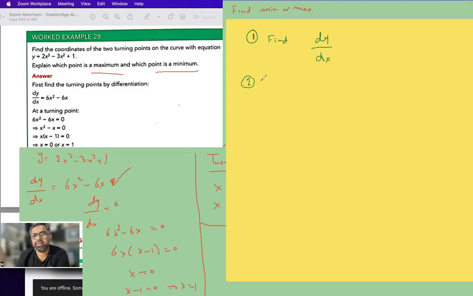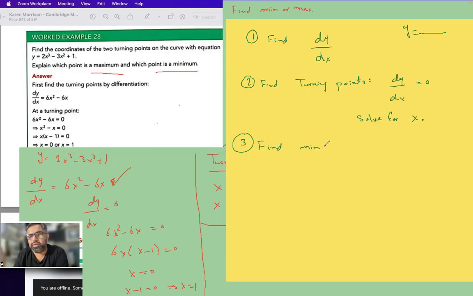The second point is we have to find turning points. How to find turning points? Put dy by dx equal to 0. That we calculated in the first point, put it equal to 0 and solve for x. We have got the x coordinates of the turning points. You can find y by putting the value of x into our expression y is equal to something in terms of x. We have found the turning points. Now we have to figure out whether each is a minimum or maximum point.